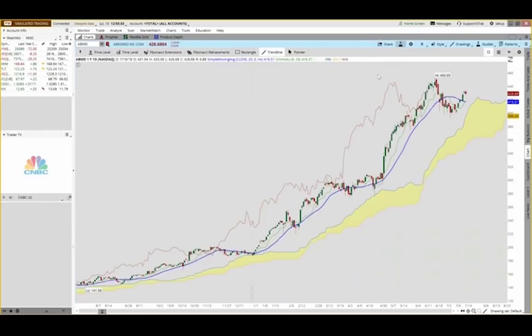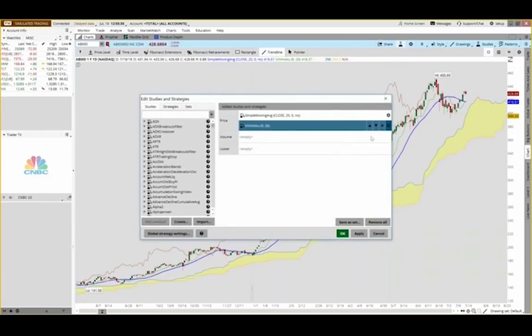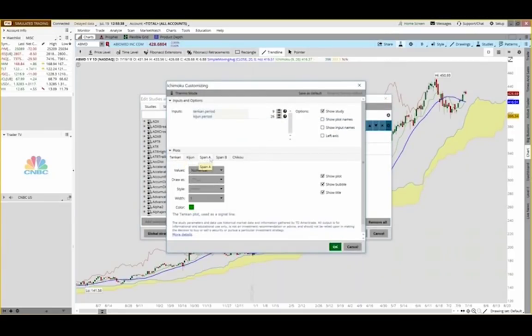So what I like to do is go into settings and remove the other 3 lines. The shaded area is the Span A and Span B. What we want to do is highlight the Tenkan, the Kijun, and the Chikou and make them disappear. The way we do it on TOS is to click on the tab and uncheck Show Plot. Click on Kijun and uncheck Show Plot. Click on Chikou and uncheck Show Plot.